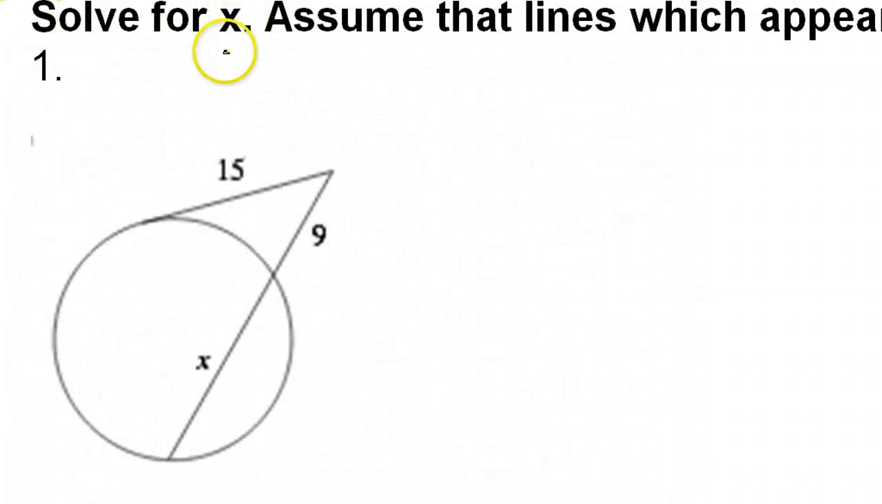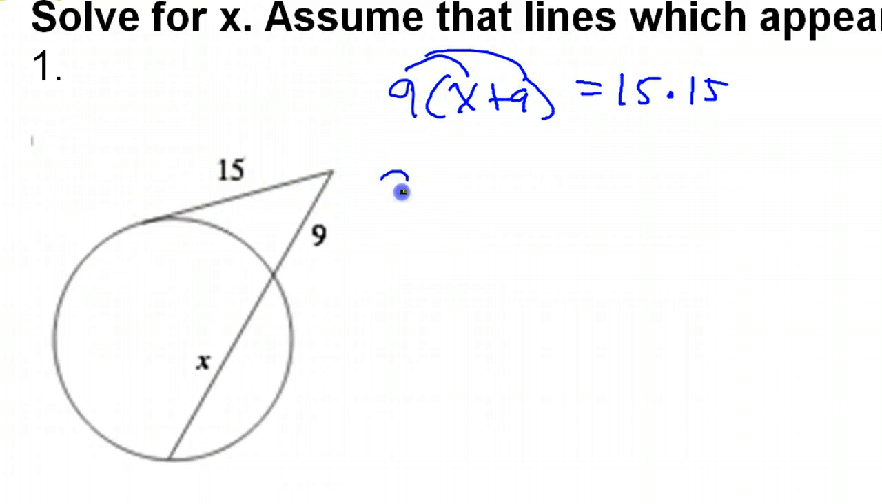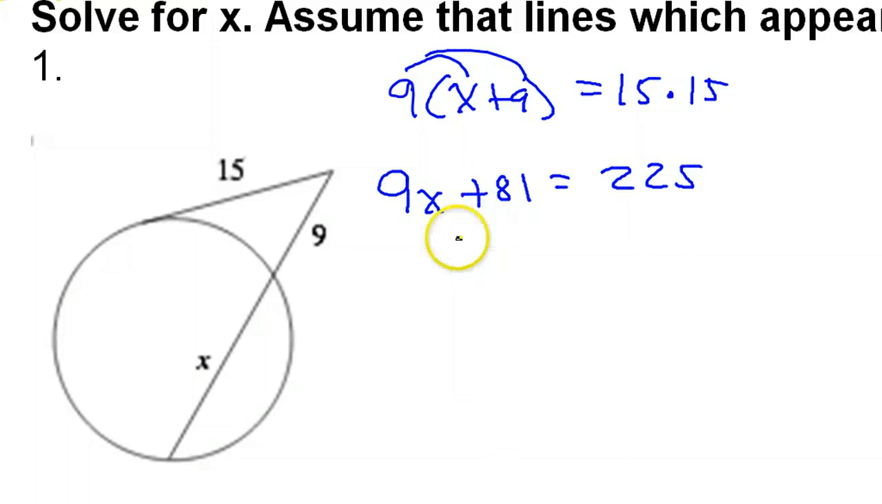So we're finding x. And I see we are outside of the circle, so I'm thinking part times whole equals part times whole. So that is 9 times x plus 9, which has to be the outer part, equal to 15 times 15. 15 is the part and the whole. So a little distributive property gives me 9x plus 81 is equal to 225.